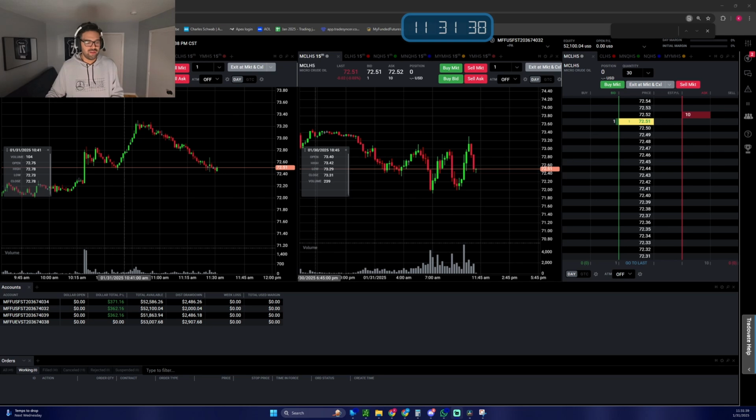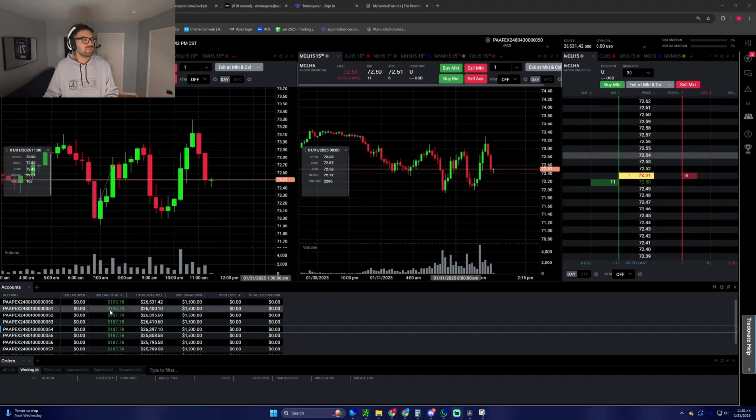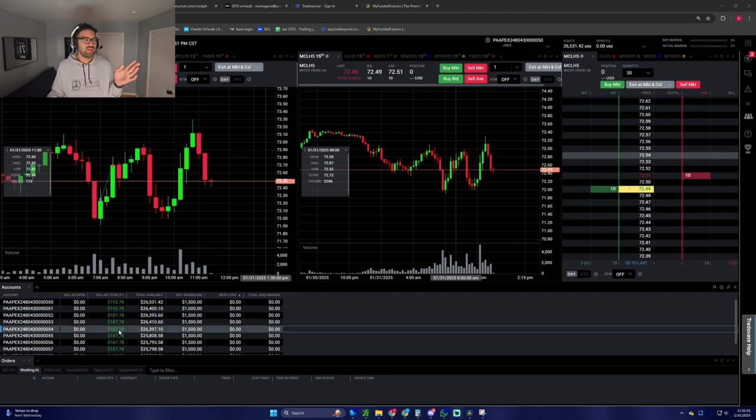That's the difference. And if we go over here, Apex accounts plus 2R. These are 25K accounts. I trade $100 risk per trade. That's $200 minus commission and fees and all that. So that's why they're like that. Both accounts are copy traded.